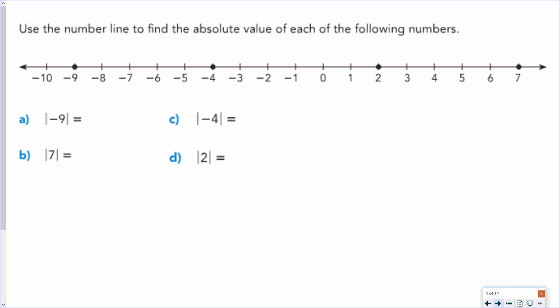So here we have a number line, we have different values on that number line, and we need to find their absolute values. So for A, the absolute value of -9 is 9. For B, the absolute value of 7 is 7. For C, the absolute value of -4 is 4. And for D, the absolute value of 2 is 2.